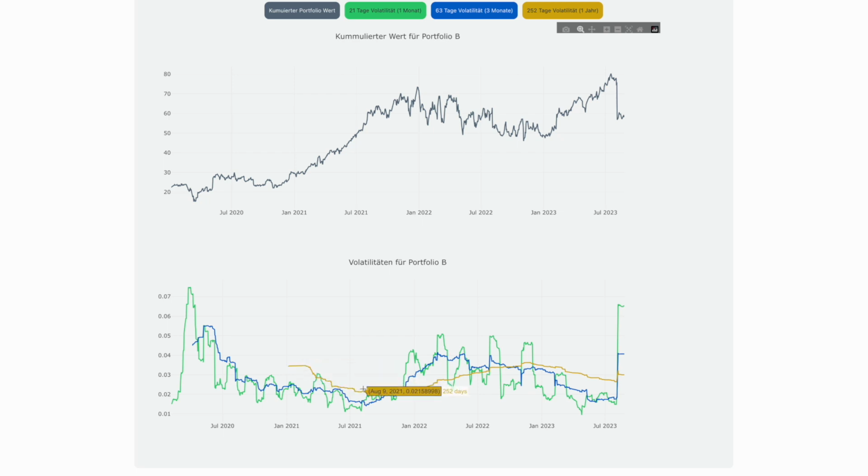And what you can see here is the historical development of the volatility over time. Okay, so we have the short-term, medium-term and long-term volatility in this chart, plus the historical development of each of these volatilities. And why this is important, we will see later in this video.